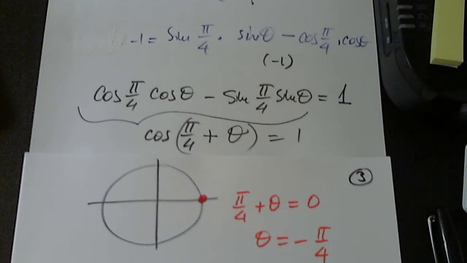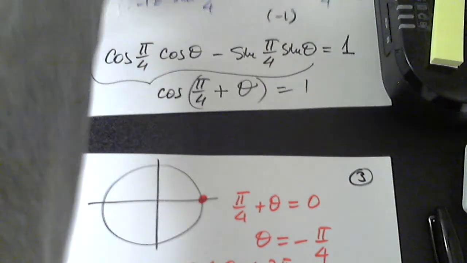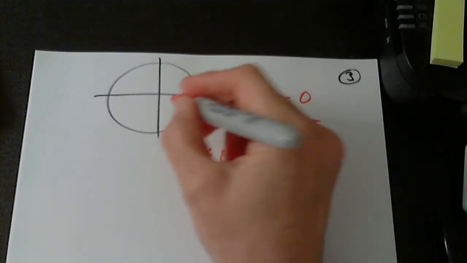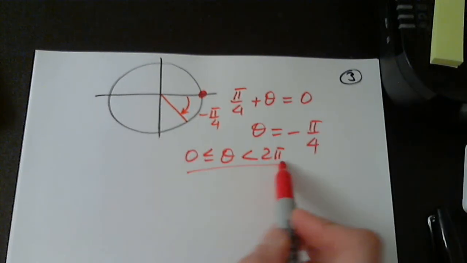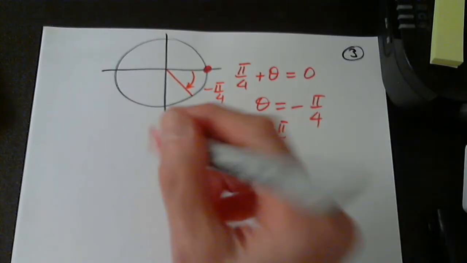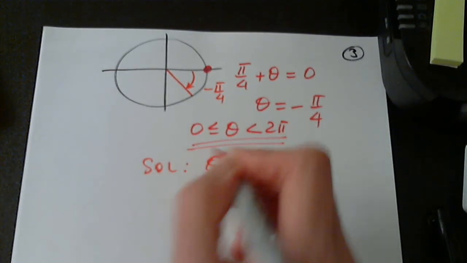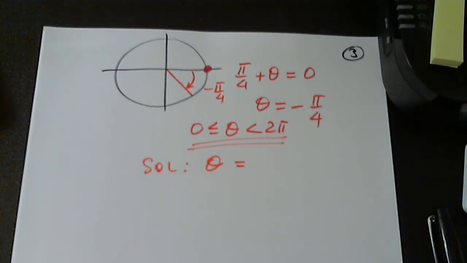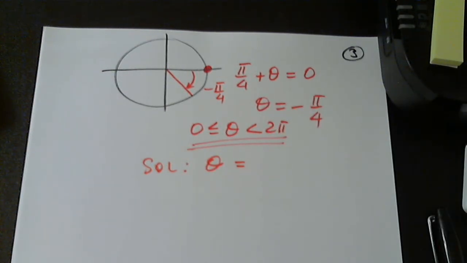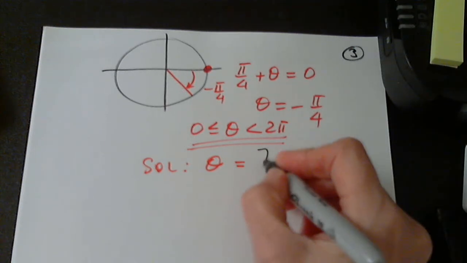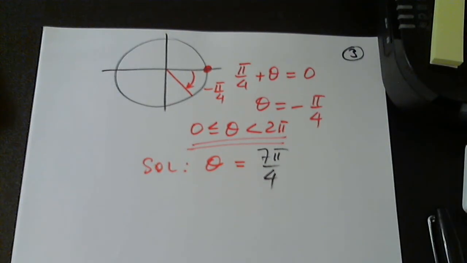Now, because they are telling us that theta is an angle between 0 and 2 pi, and because negative pi over 4 is right here in the middle, but they want us to present a positive angle, we will write that the solution is theta equals. Can anyone give us the solution that is equivalent to negative pi over 4, but is an angle between 0 and 2 pi? Seven pi over 4. Thank you very much.